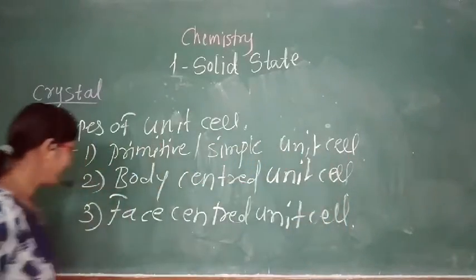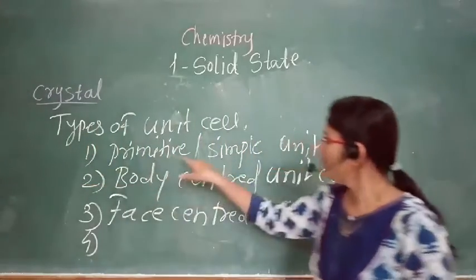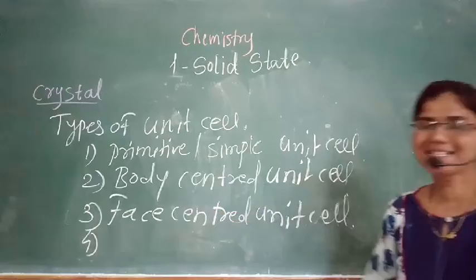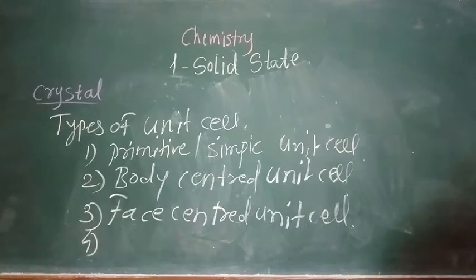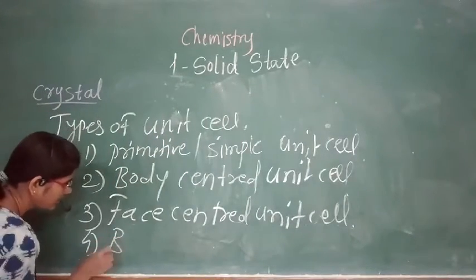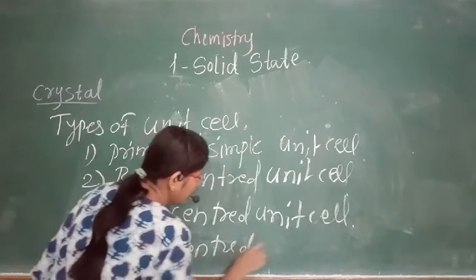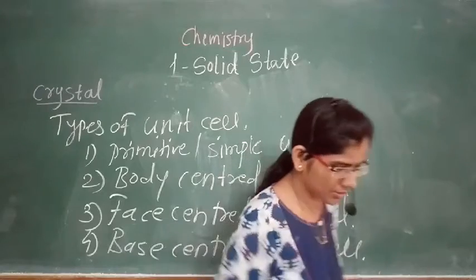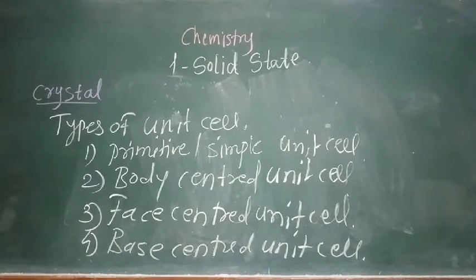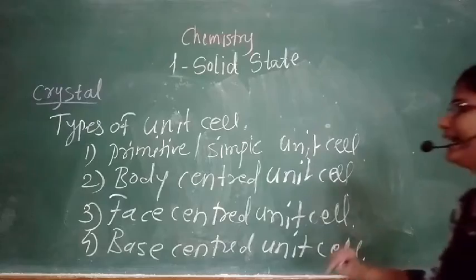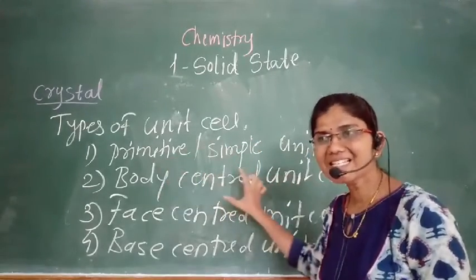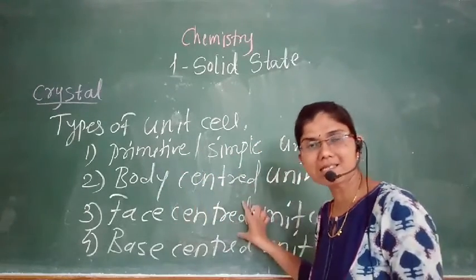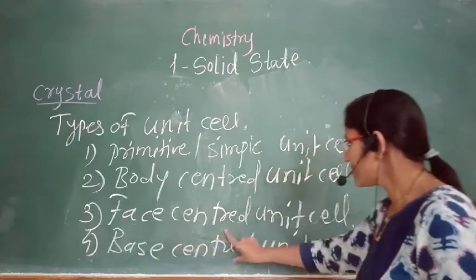And the fourth one is base-centered unit cell. So the first one is primitive or simple unit cell. Second, body-centered unit cell. Third one, face-centered unit cell. And the fourth one is base-centered unit cell. So dear student, there are 4 types of unit cell. In that, the first one is primitive or simple unit cell. Second is body-centered unit cell. The third one is face-centered unit cell. And the fourth one is base-centered unit cell.